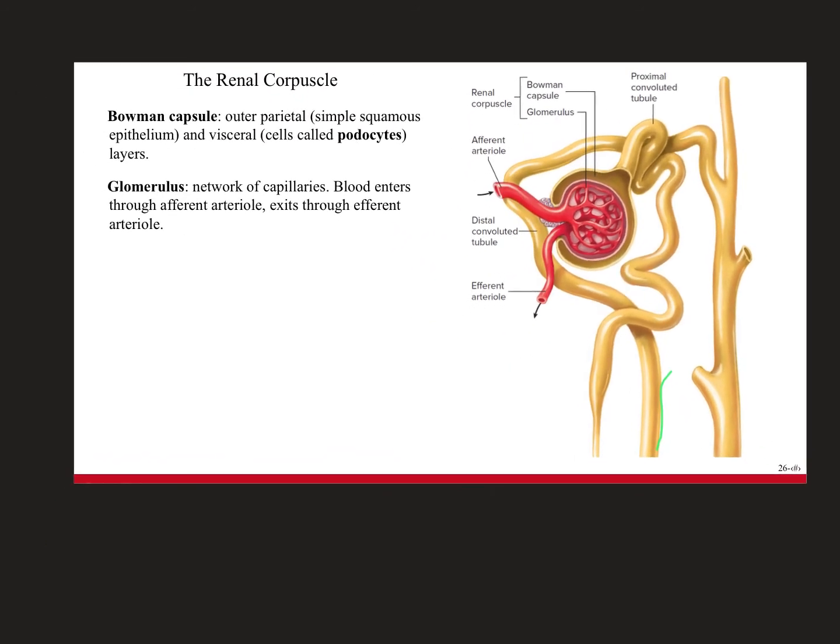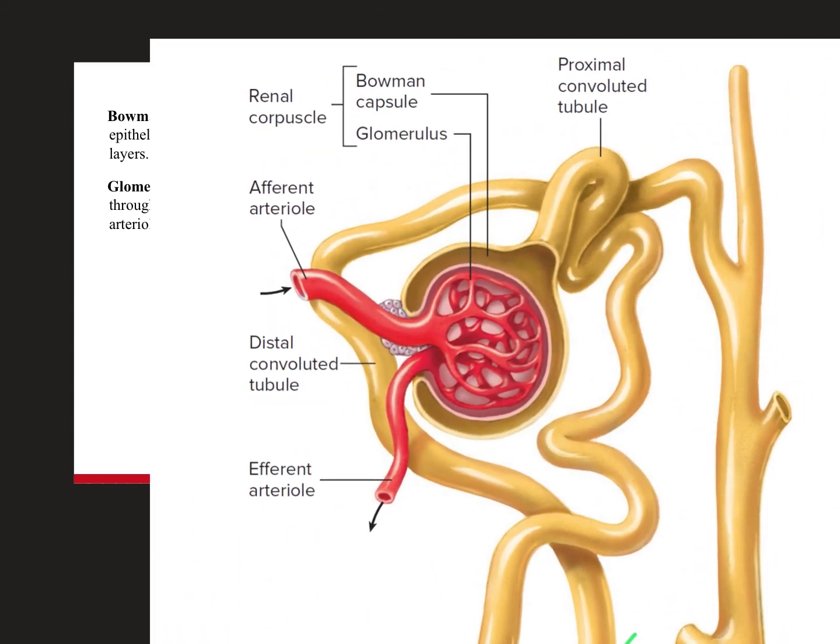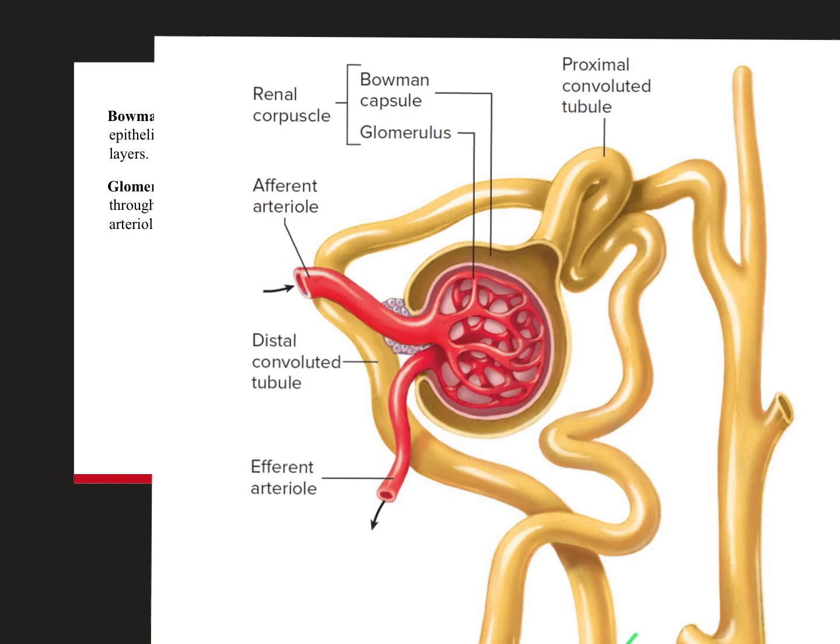Which is exactly what I was just talking about. Okay, so given all of the stuff that we've talked about today so far, does anybody have specific questions about the renal corpuscle? So when you look at this, if I were to ask you which blood vessel is the vessel that carries blood into the renal corpuscle, and which one carries it out?